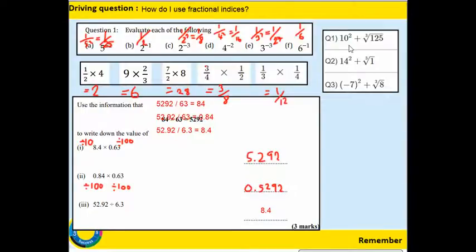And then 3 questions up here. Question 1, 10 squared plus the cube root of 125. Well, 10 squared is 100. And the cube root of 125 is 5. So that will be 105. 14 squared is 196. 1 cubed is 1. So that will give me 197. Negative 7 squared is 49. And the cube root of 8 is 2. So that will give me 51.